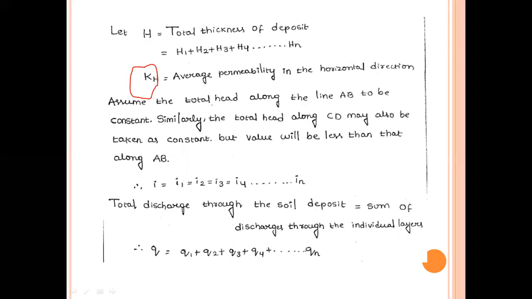Assume the total head along the line AB to be constant. Similarly, the total head along CD may also be taken as constant, but its value will be less than that along AB. Therefore, i equals i1 equals i2 equals and so on, in. The total discharge through the soil deposit equals the sum of discharges through the individual layers. Therefore, Q equals Q1 plus Q2 plus Q3 plus Q4 and so on, Qn.